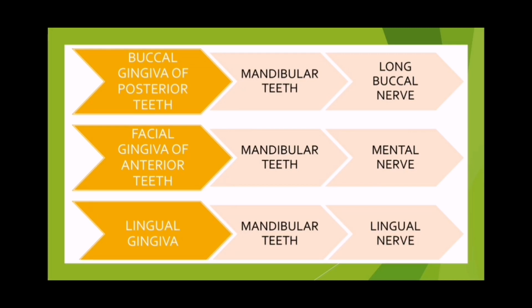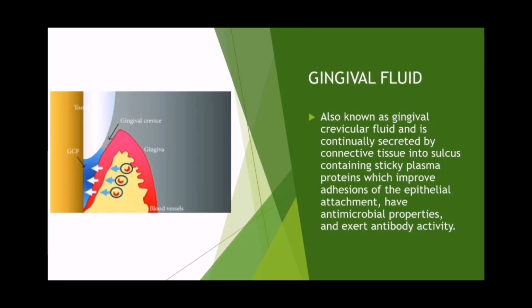The buccal gingiva of the posterior teeth of the mandibular arch is supplied by the long buccal nerve, which also supplies the buccinator muscle. The facial gingiva of the anterior teeth of the mandibular arch is supplied by the mental nerve, which is an extension of the terminal branch of the inferior alveolar nerve. The lingual gingiva of the mandibular teeth is supplied by the lingual nerve.